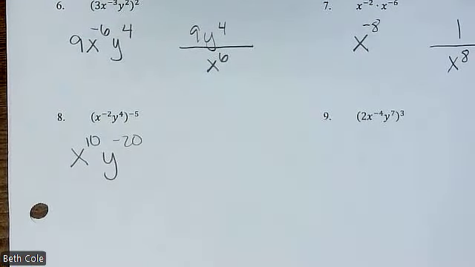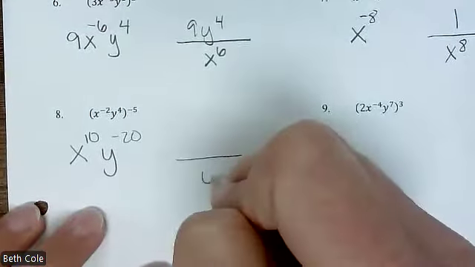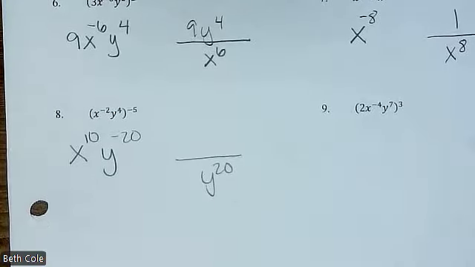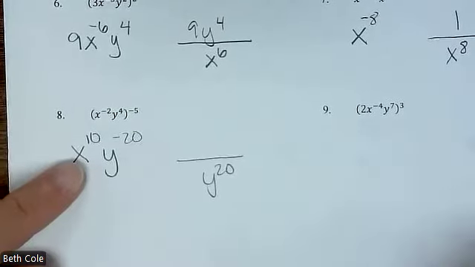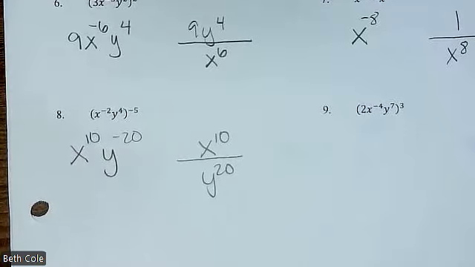4 times negative 5. Draw your fraction bar. Which ones are the traitors, the x or the y? The y goes down to the other side. They flip because they're traitors. Does the x do anything? No, leave it where it is. It's not broken. Don't fix it.